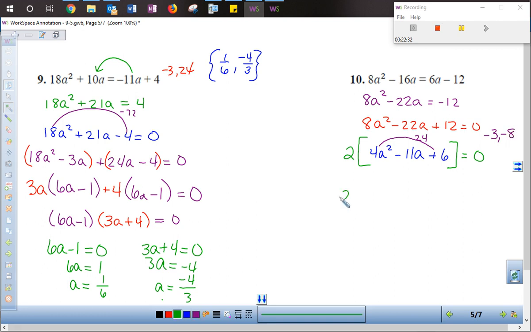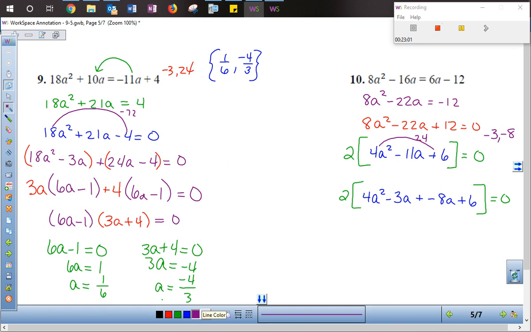So I can bring down my 2 and open my bracket and rewrite my 4a squared minus 11a plus 6 with my two new factors. So 4a squared, and again they're both negative, so it doesn't matter which one goes first, minus 3a plus negative 8a plus 6. Then I can close my bracket and set it equal to 0.